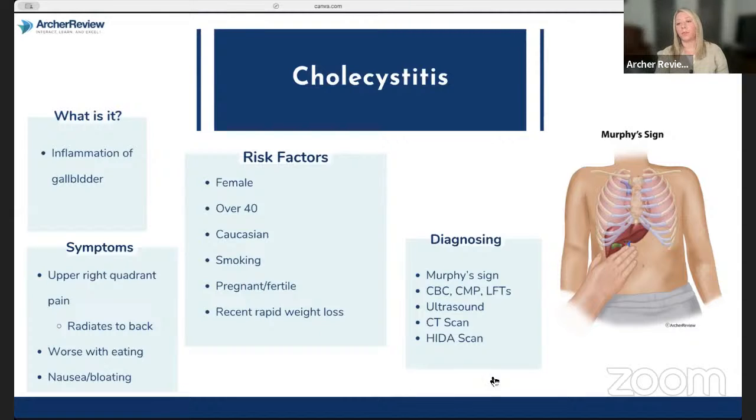So for diagnosis, we'll start with a specialized exam technique, and the most common one is Murphy's sign. So what you'll do is have the patient lie on their back, and you'll palpate deeply that right upper quadrant while the patient is inhaling deeply. If there's any pain, this helps confirm the diagnosis. We'll also do tests like a CBC, CMP, LFTs, ultrasound, CT scan, and a HIDA scan as well.